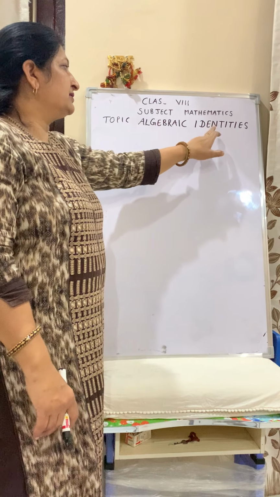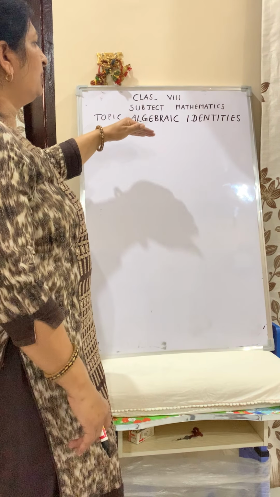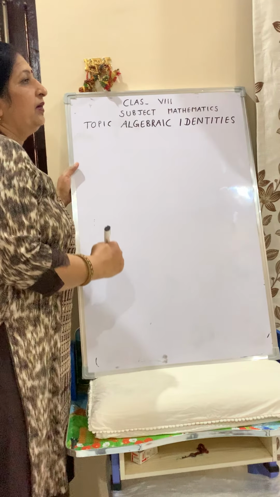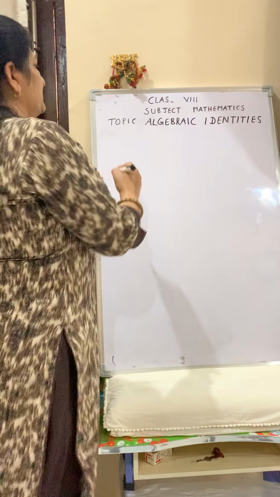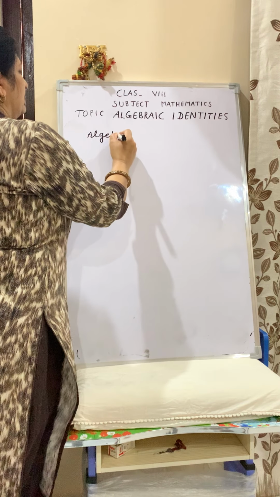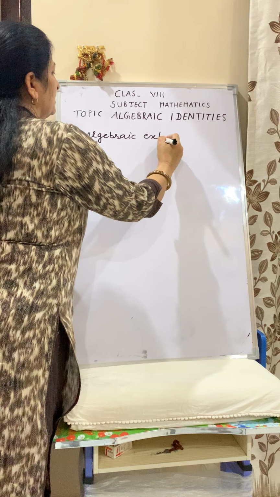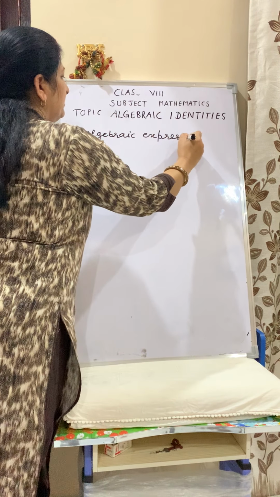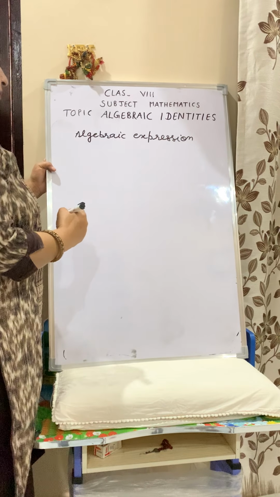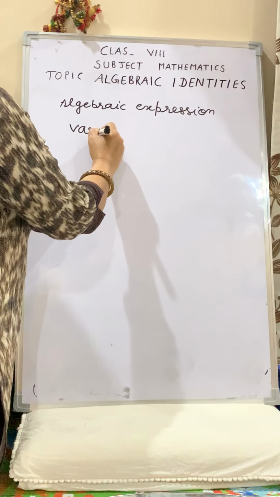Algebraic identities. In class 7 or in class 6, you read about algebraic expression. What is algebraic expression? The combination of variable and constant.